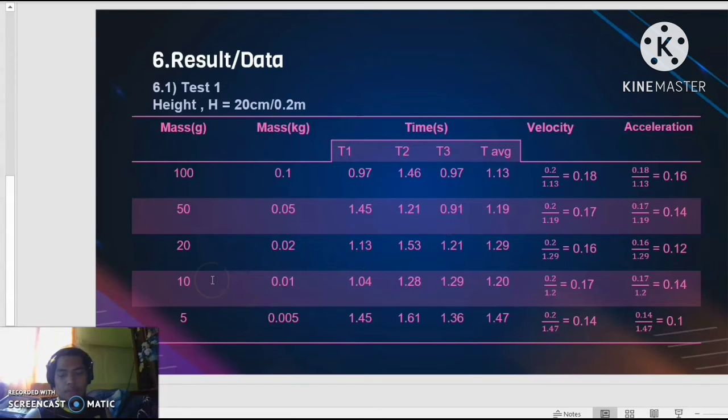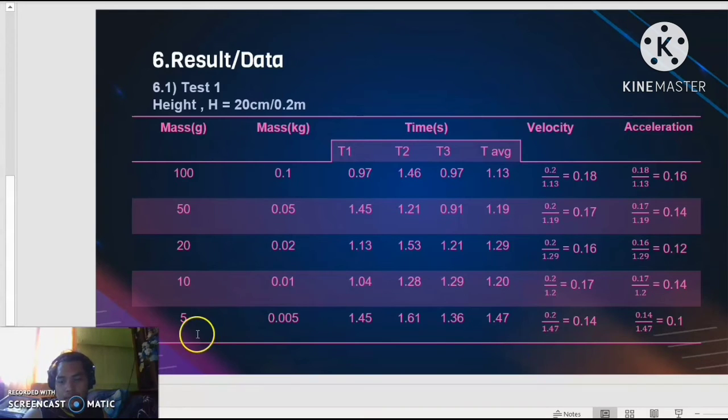For the fourth experiment, we use the 10 gram or 0.01 kilogram weight, resulting in 1.04 seconds, 1.28 seconds, and 1.29 seconds, and lastly, the average time taken is 1.20 seconds.